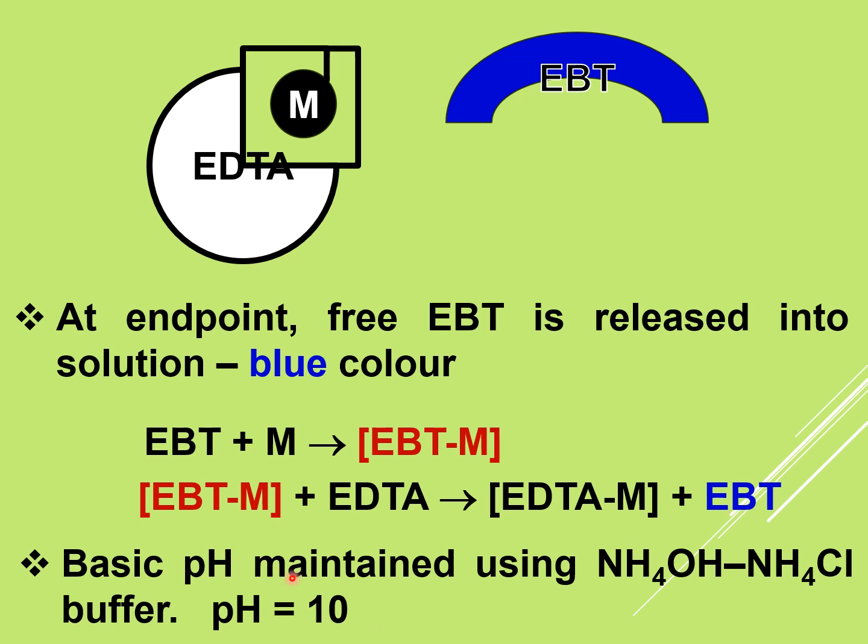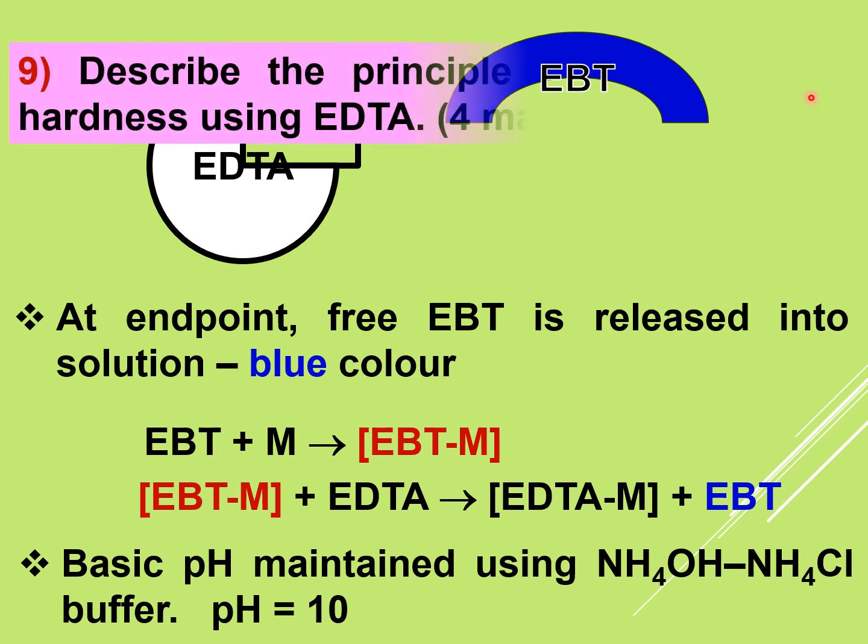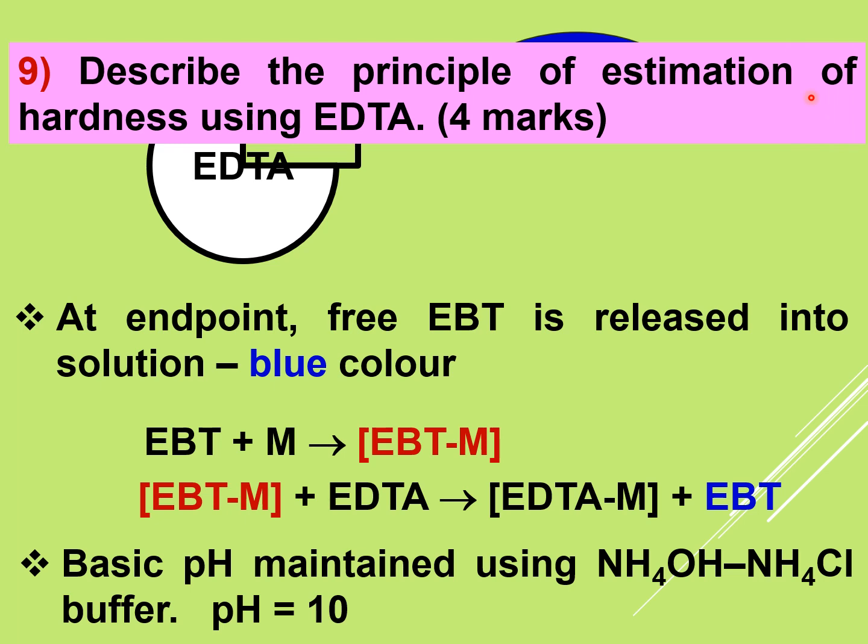This basic pH is maintained using ammonium hydroxide, ammonium chloride buffer. That gives a pH of 10. This is the principle behind estimation of hardness using EDTA. So this is one important question: describe the principle of estimation of hardness using EDTA. It's a very important question for your examination. So that is the principle.